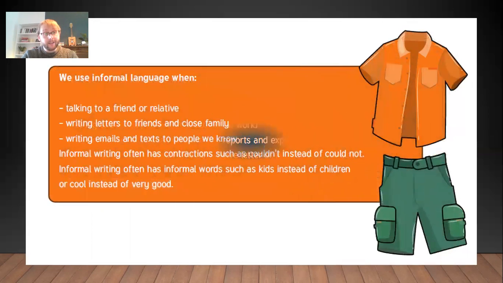We use informal language when we're chatting, talking to friends, relatives, family members, when we're writing letters to friends and family members, emails to people that we know, texts, tweets, WhatsApp messages, Facebook messages, etc. Informal writing normally contains lots of contractions, things like couldn't instead of could not. Informal writing also often has informal words, such as kids instead of children, or cool instead of very good. So that's when we use that chatty, colloquial language.